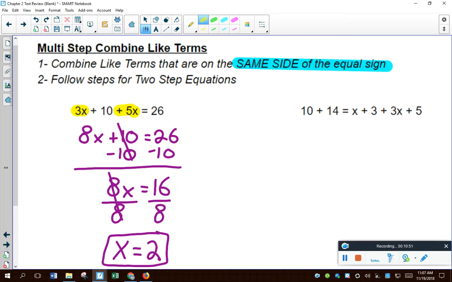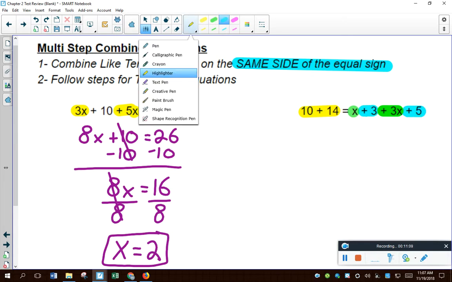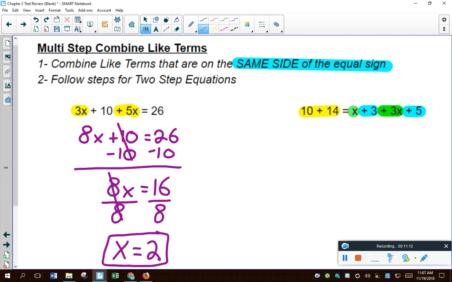Now on the right-hand side, we have more like terms than we do in our original question. On the left-hand side of the equal sign, I have a 10 plus 14. On the right-hand side, we have x and plus 3x. We also have plus 3 and plus 5, or a positive 3 and a positive 5. So I'm going to combine this. 10 plus 14 gives me 24.